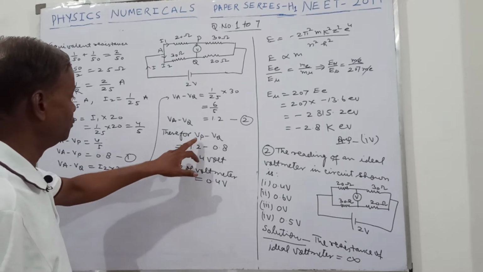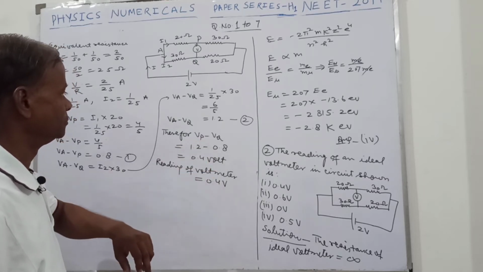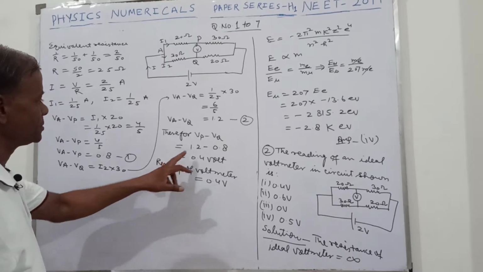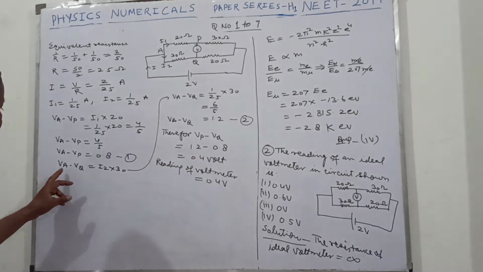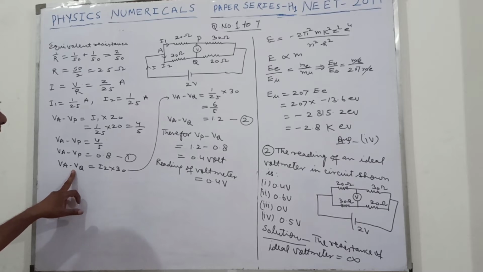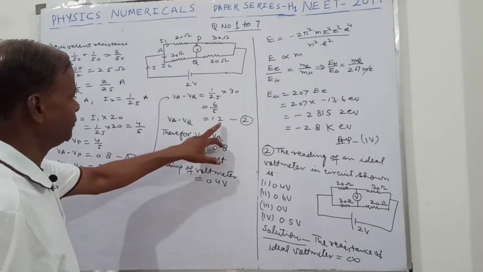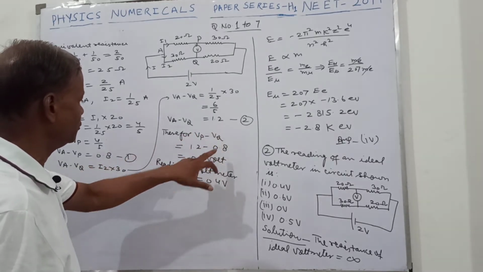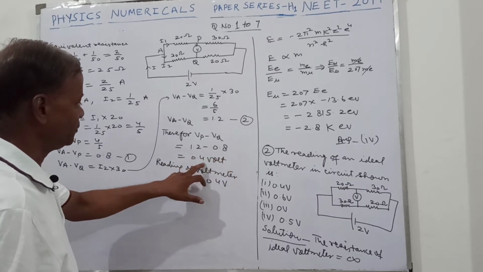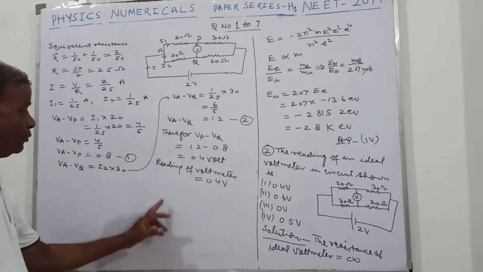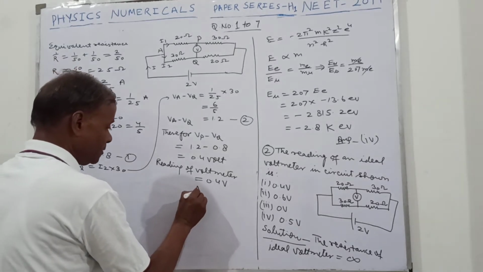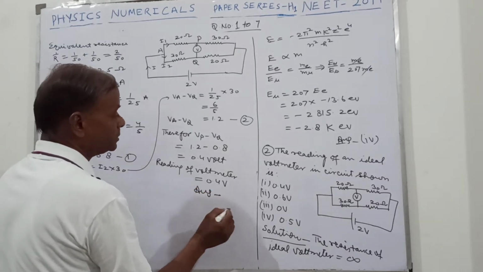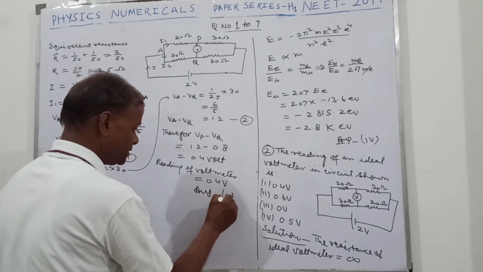Now you find VP minus VQ. So VP, we have to take it negative, and this will be now positive. So this is now 1.2 minus 0.8, so 0.4 volt. So voltmeter reading will be 0.4. So our answer must be the first one. This is not right answer.